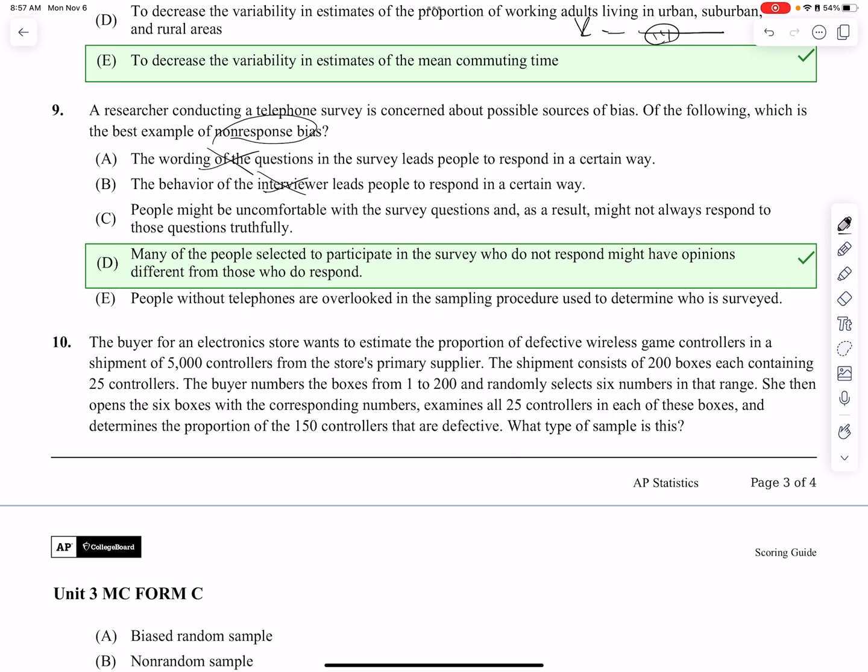People might be uncomfortable, no, because this is saying might do truthfully. It's many people selected to participate in the survey who do not respond. That's the thing, do not respond. And people without phones are overlooked. No, not being overlooked, it's people that don't respond. Non-response is you don't respond.